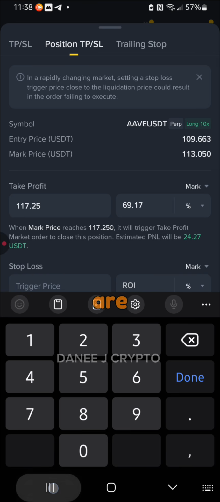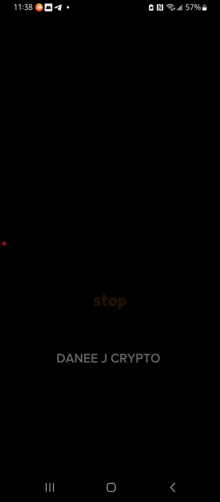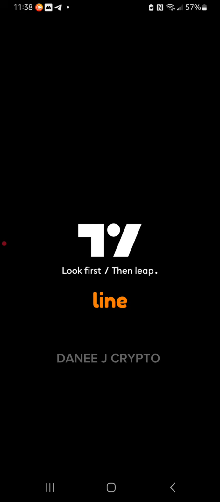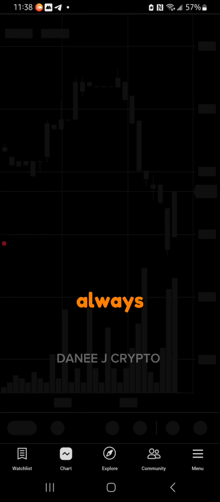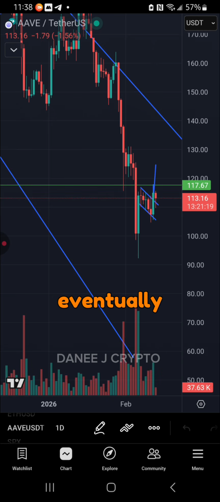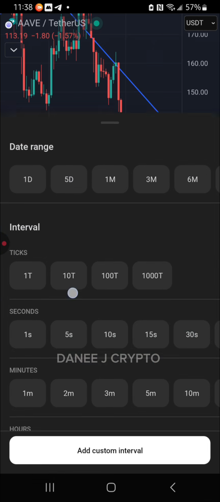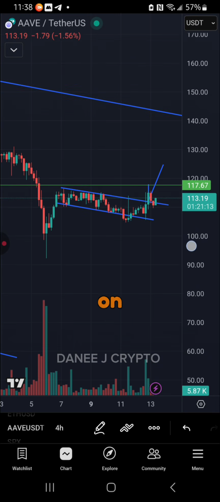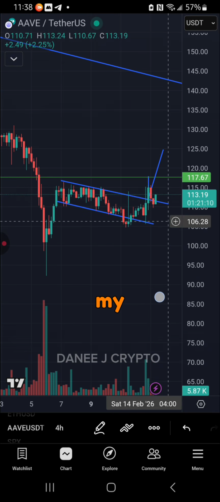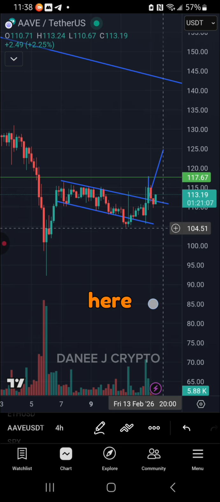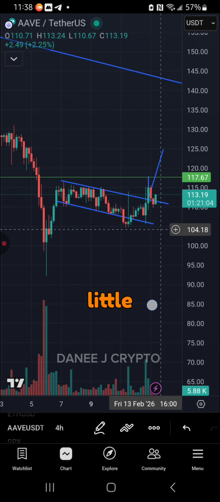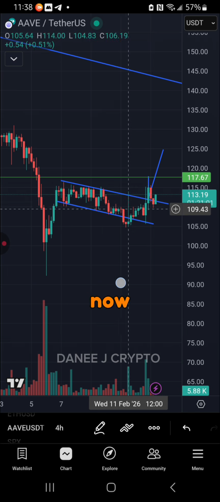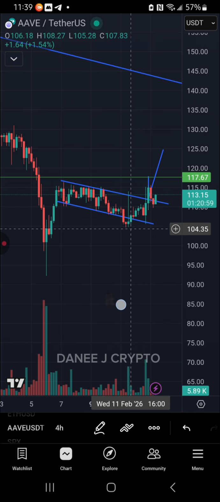When you are setting in your stop loss, always make sure that your stop loss is below the trend line. Don't go too high, always within that lower trend line region, so that if eventually the trade doesn't go in your favor, you'll not get to lose a whole lot. You'll still be on top of the game. Usually I put my stop loss a little bit below here. Once the trade is inside the trend line, you're going to put it a little bit below the lower trend line. Okay, about 103.54.